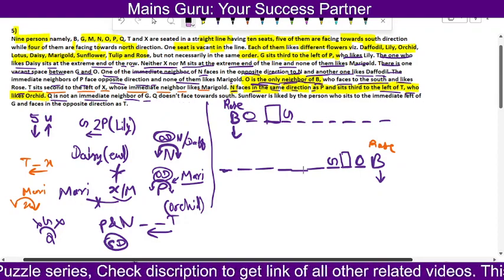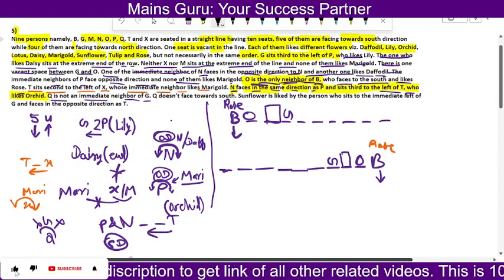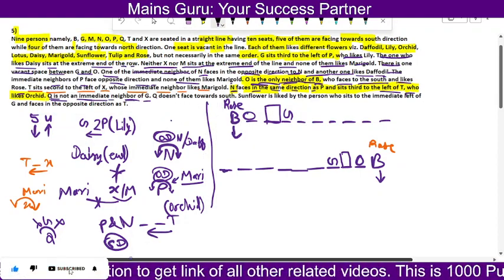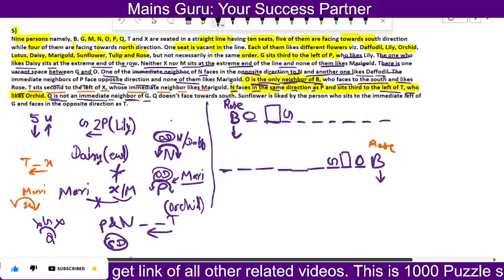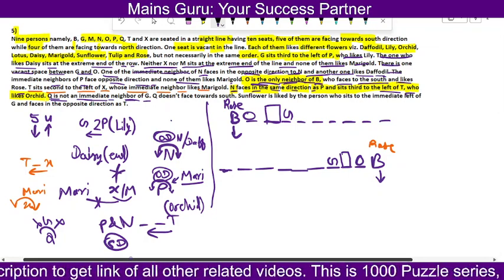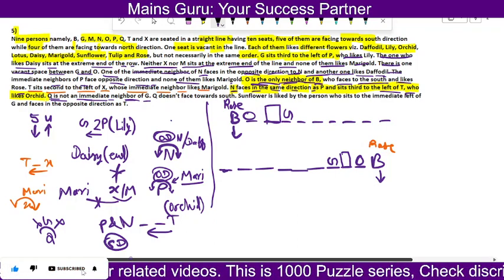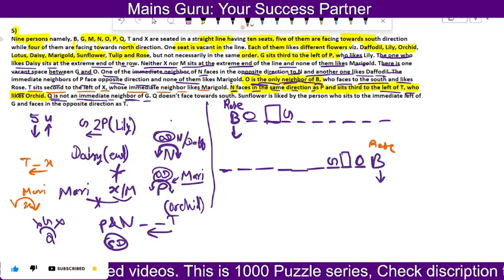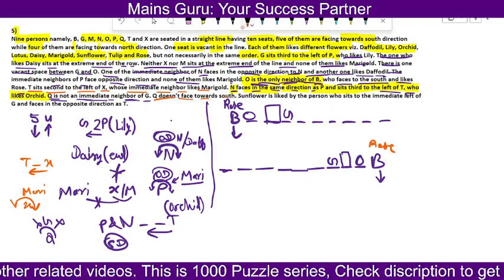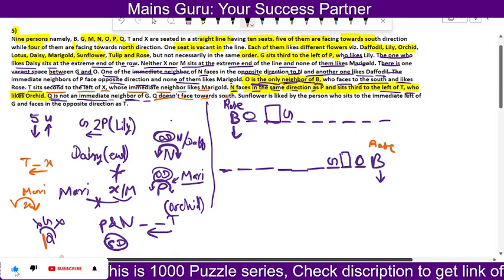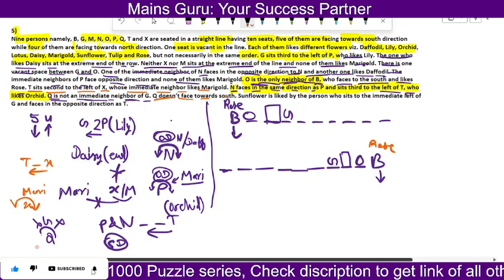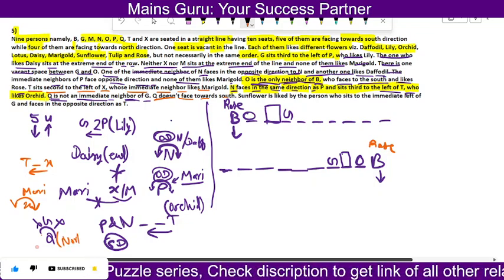Okay, so after this, what was given? Q is not an immediate neighbor of G, so it means we cannot write Q here, and in this condition we cannot write Q here. After this, Q does not face the south direction, so Q will face north.